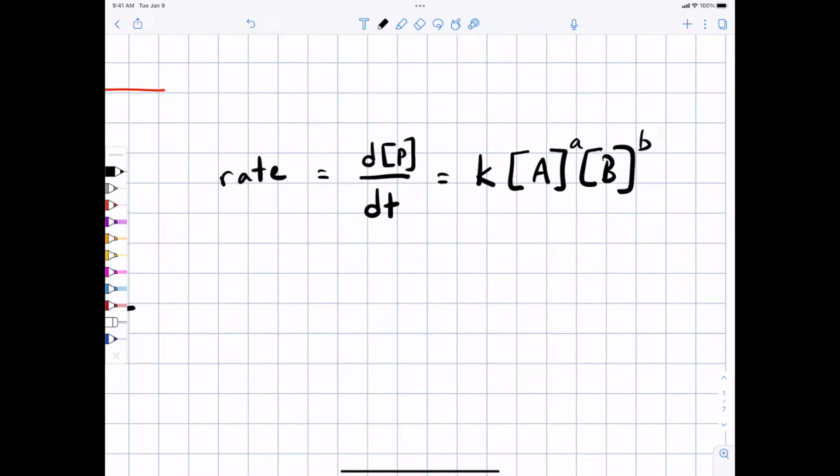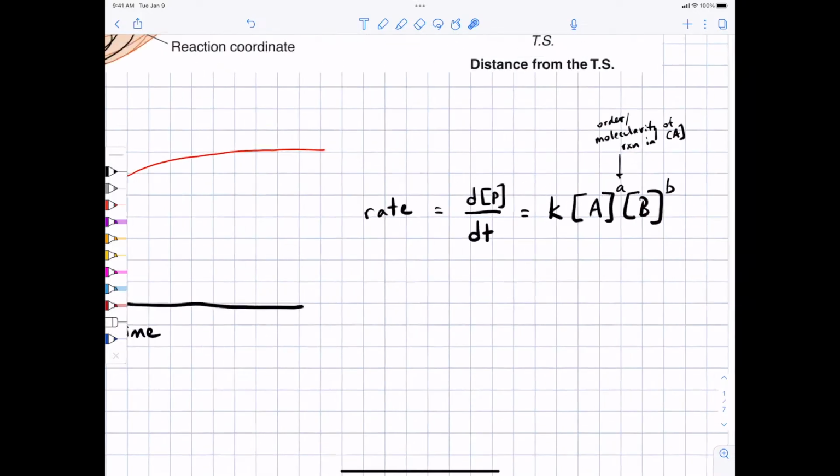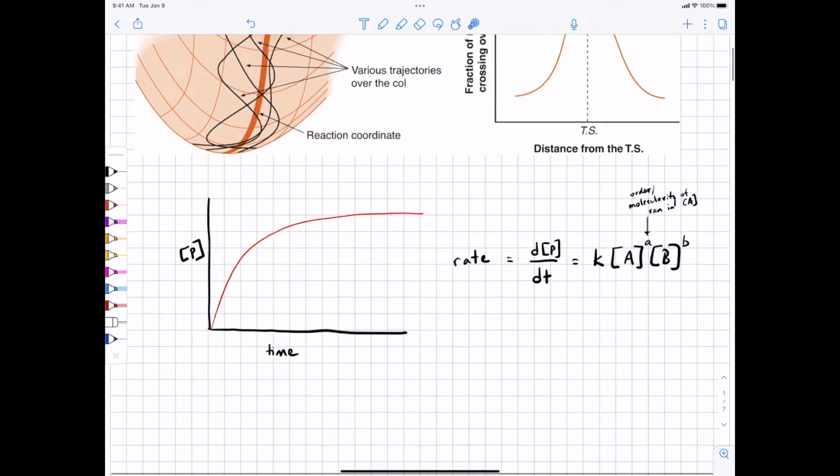Concentration of starting material A, and then this exponent represents what we're going to call the molecularity of the reaction in the concentration of A. In other words, the order or molecularity of the reaction in the concentration of A. Or in other words, how many molecules of A are involved in the rate determining transition state. Same thing with B if there's more than one molecule involved.